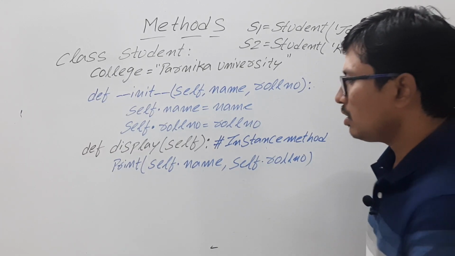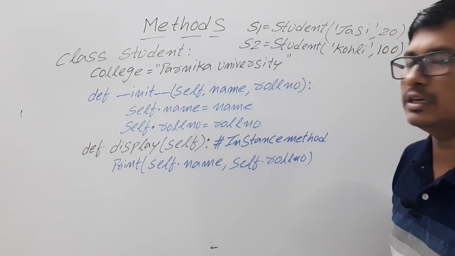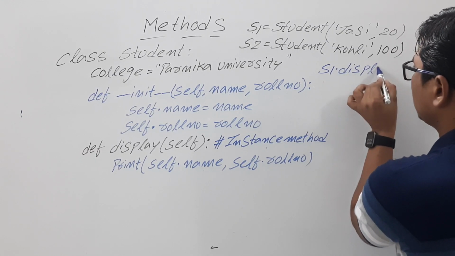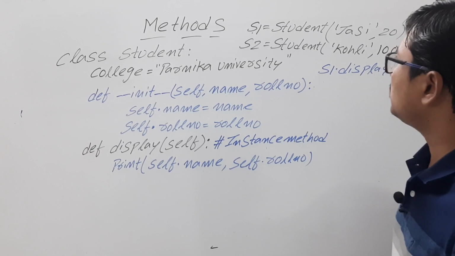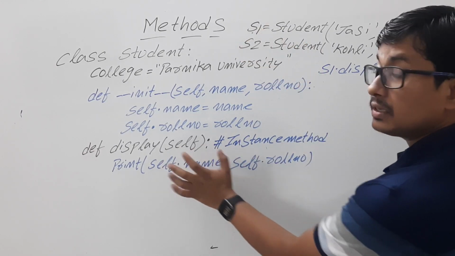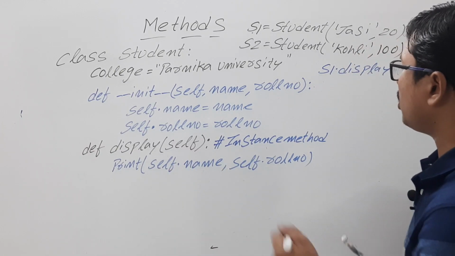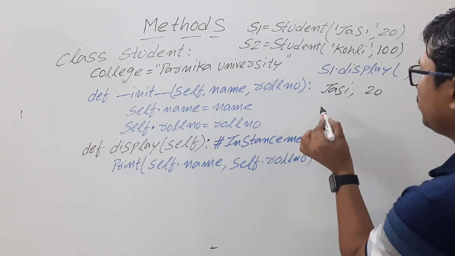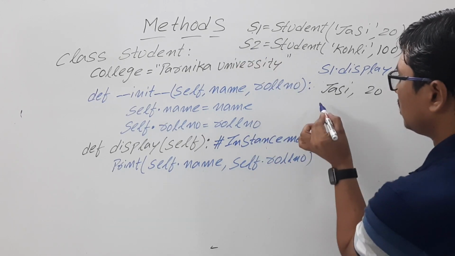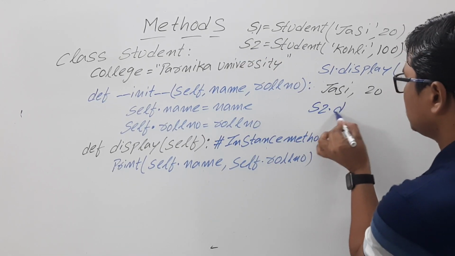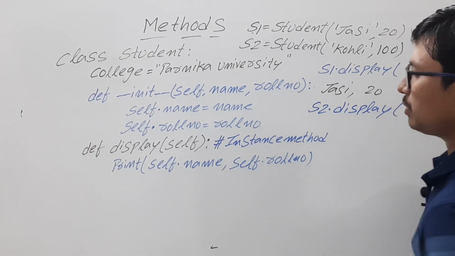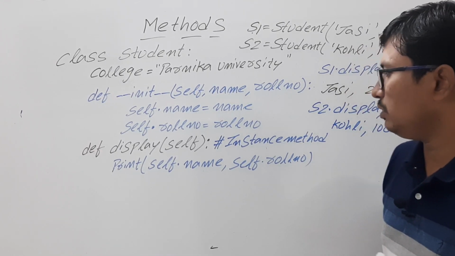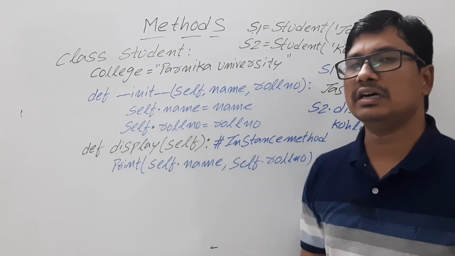Now if I call the display method, which is an instance method, using the object called S1, so S1 dot display. Okay. Then what is the output we will get? We will get the output as S1, here it will come the same as self. So S1 dot name, so you will get the output as Jesse and S1 dot roll number, you will get the 20. Similarly, if you call the display method using the object S2 dot display, then you will get the output as Kohli comma 100. So this is the output you will get. So the use of instance method is you can access the instance variables.